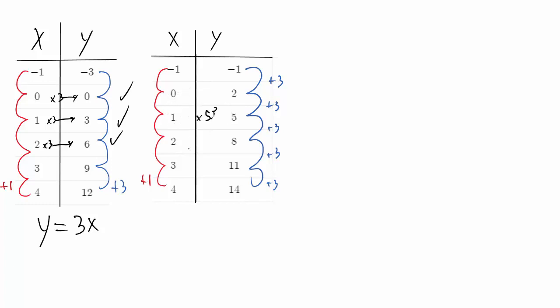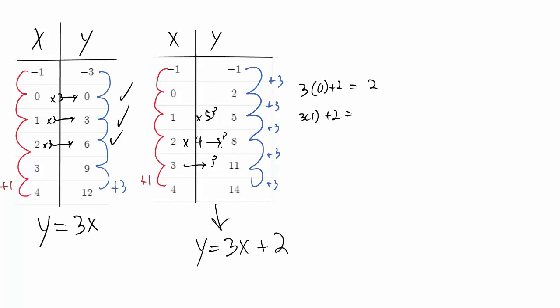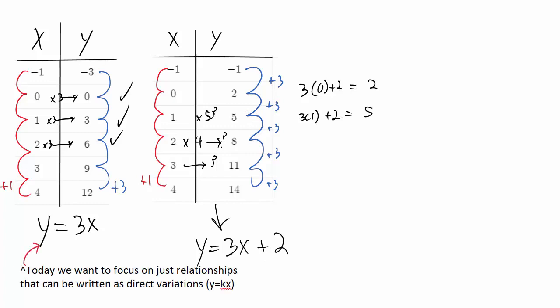But if I try to find some fixed value that you multiply the x by to get the y, you'll notice that 1 times 5 is 5, but then, wait, 2 times 4 is 8, and then 3 times, I have no idea, is equal to 11. No fixed k that you multiply the x by will give you the y values. The equation that represents this one is actually y equals 3x plus 2.